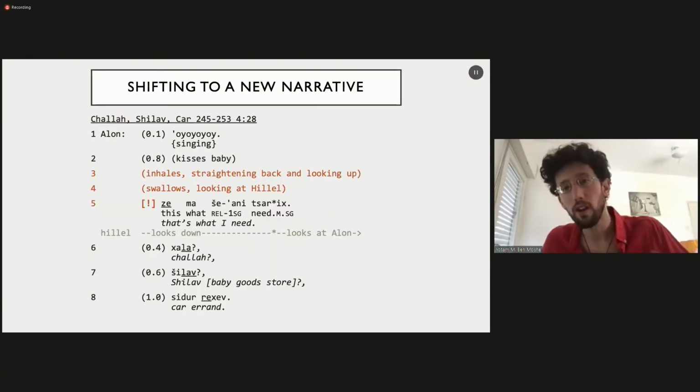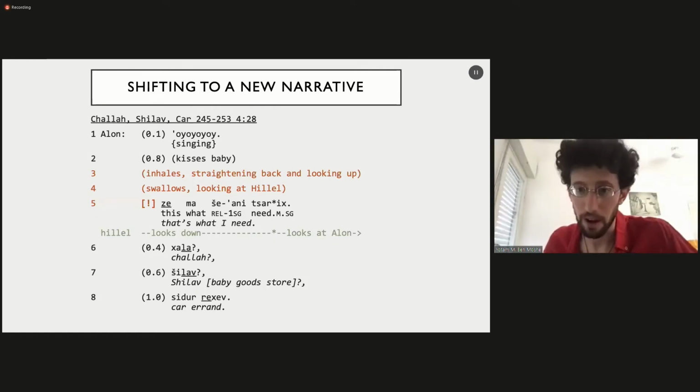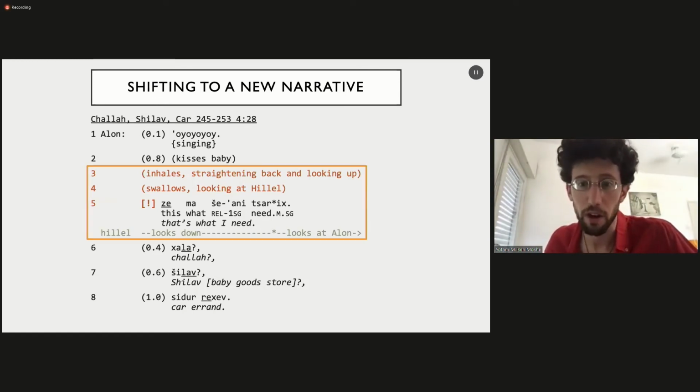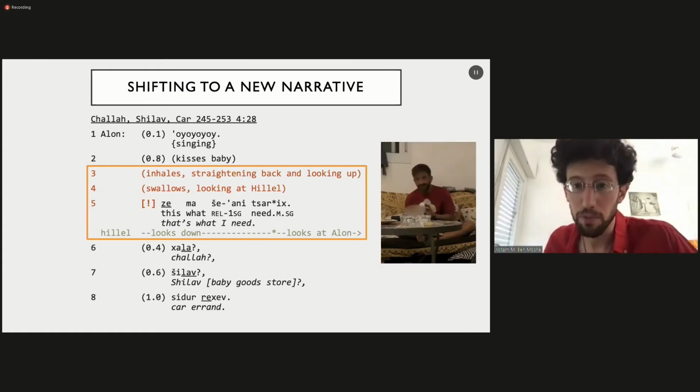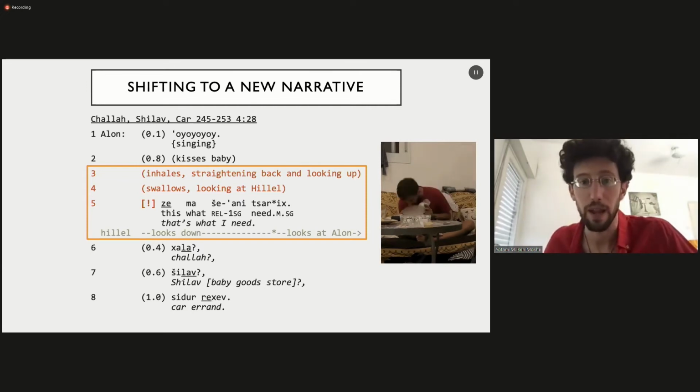So we join in while Alon is singing to the baby, and Hillel is looking down. After kissing the baby, Alon renews the conversation with an in-breath and a marked change in posture and gaze, followed by a swallow, a click, and a reversed pseudocleft. This reverse pseudocleft projects a recapitulation of his list of plans for the weekend, which indeed follows in lines 6 to 8. Hillel lifts his gaze to Alon at the very end of this reverse pseudocleft in a display of cooperation. The actions pursued before and after this click could hardly be more distinct, rendering this a major interactional frame shift. And this time we're definitely dealing with a new sequence.